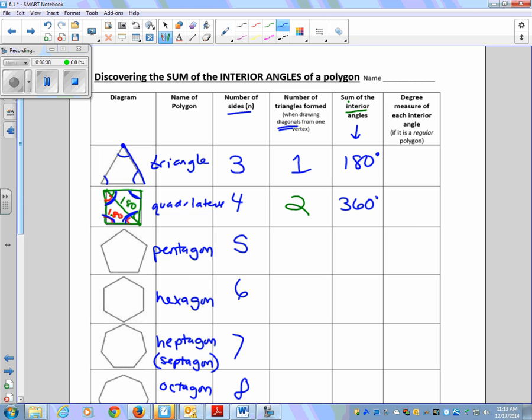Now this last column is asking for the degree measure of each interior angle if it's regular. So if we know all the angles are the same measure, if they all add up to 180, what's each angle going to be? 60, because we're going to do 180 divided by 3 equal angles. Gives you 60 degrees each. For this one, they all add up to 360, and there's 4 of them, so each angle would be 90 degrees.